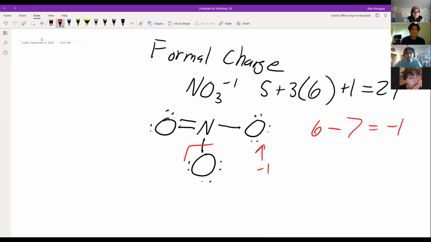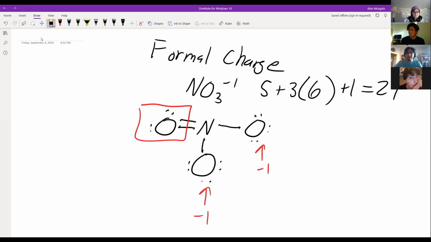What about this oxygen down here? Well, I think it's the same, right? Since it follows the same structure as this oxygen, it would also be -1. And what about our final oxygen on the left side? That would be 6 minus 8, I believe. Wait, remember, we're not counting these as pairs anymore, since the box. It'll actually be 6 minus 6, so that gives us 0.